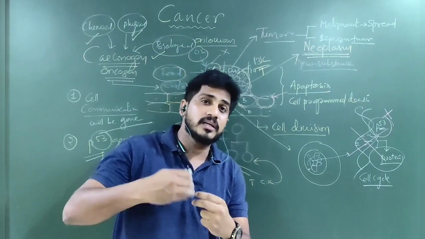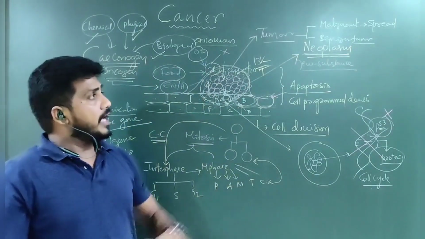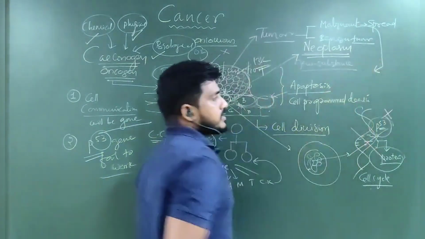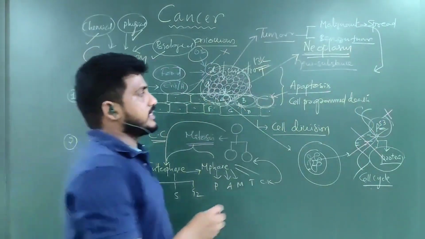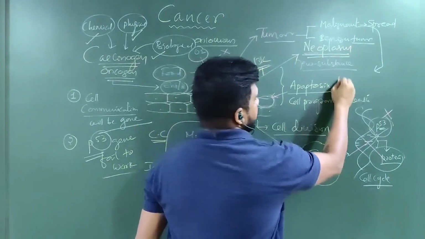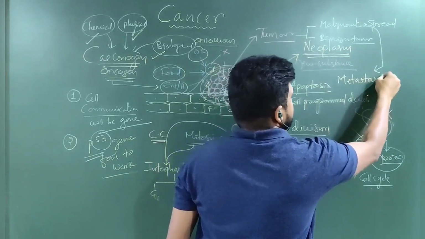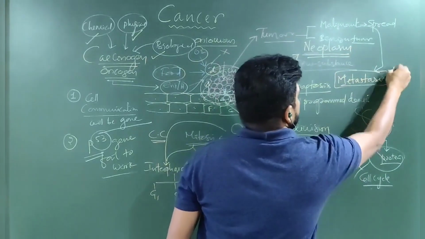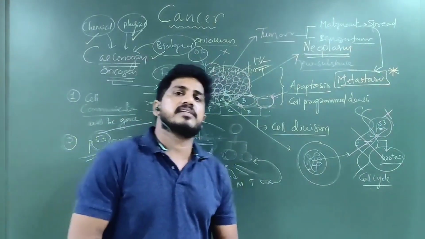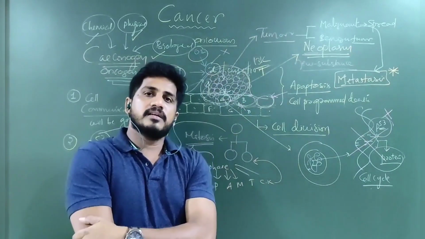Repeatedly they will come. Why? Because of the growth, unlimited cell division takes place. That's the reason. And malignant tumors have another special character that is called metastasis. Very, very important. What is that? Metastasis is a characteristic feature of cancer cells. What? Spread from one place to another place.